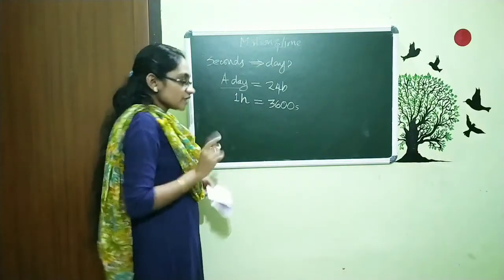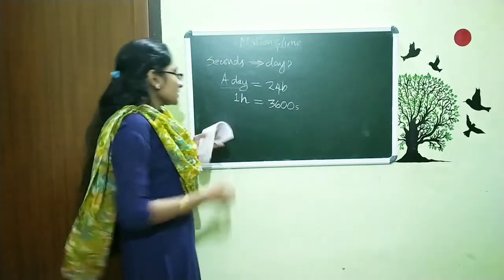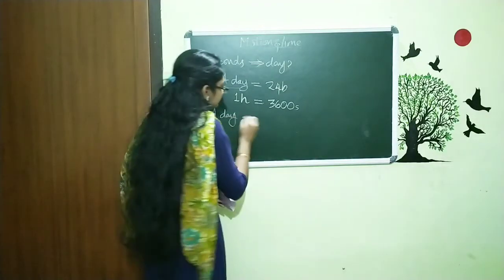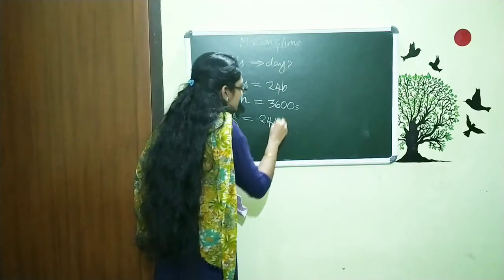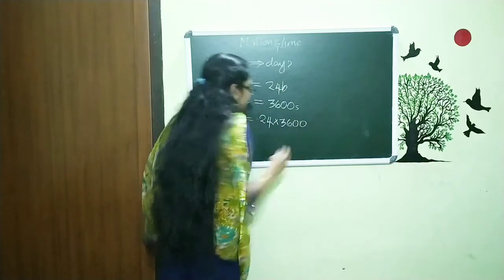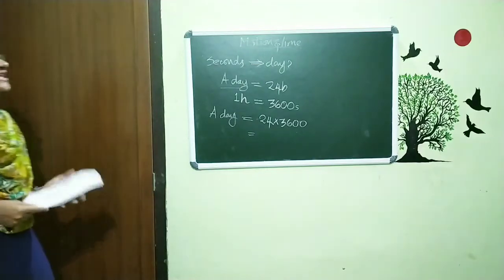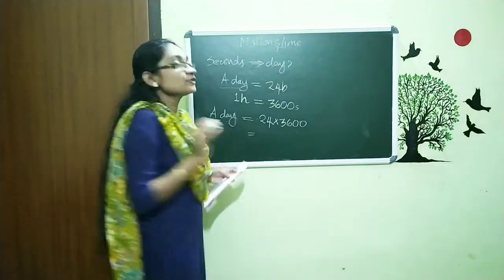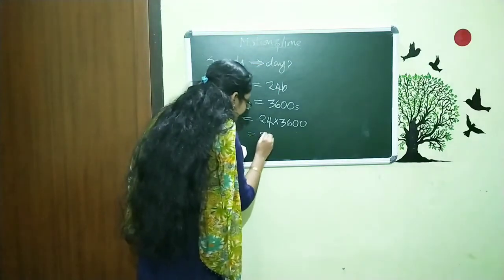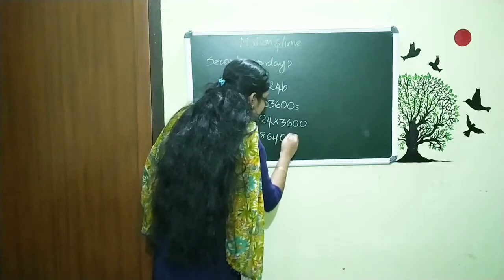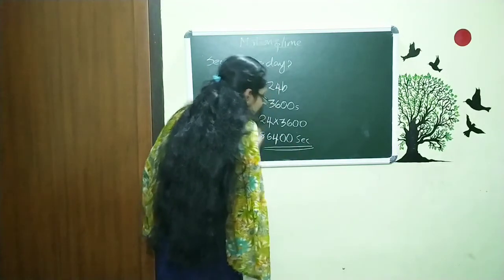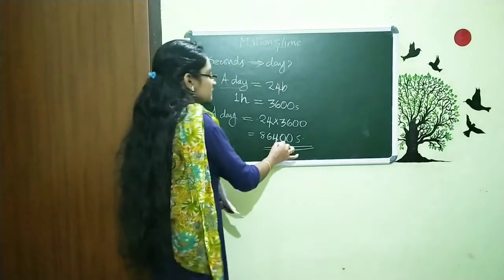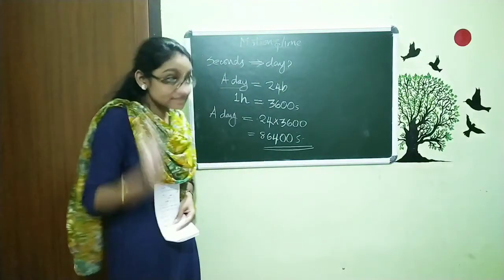That means we want to multiply this and this. So a day includes 24 into 3600. When we multiply these two, we get the number of seconds present in a day. That means 24 hours. So when you multiply this, you get the value as 86400 seconds. This many seconds are there in a day. 86400 seconds.